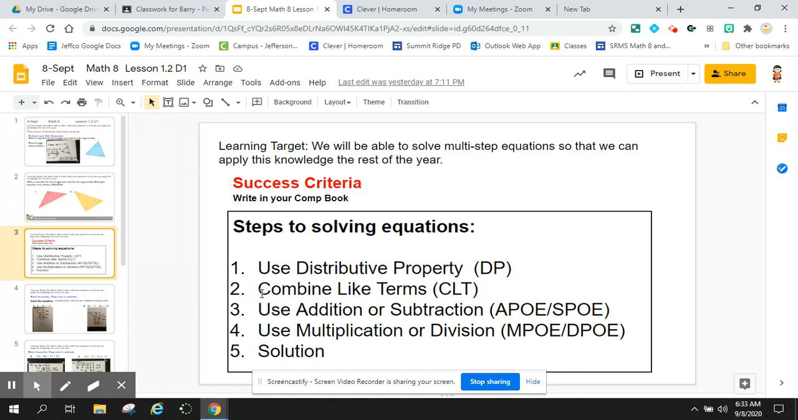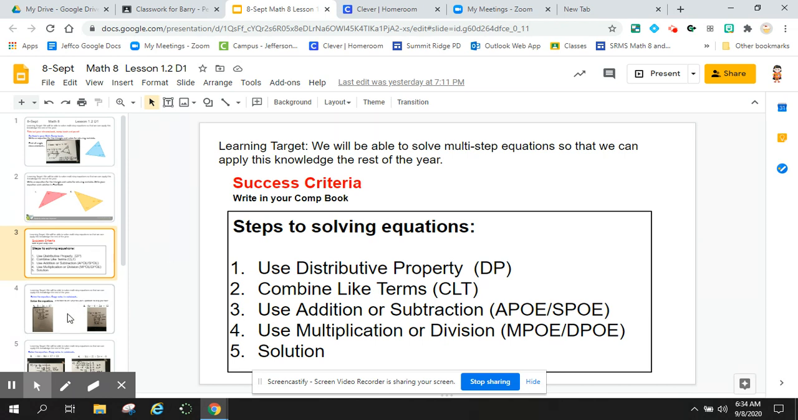You will combine like terms, and I'm abbreviating them: DP, distributive property, CLT, combine like terms. Number 3 is going to be choose either addition or subtraction, and it will get you down to using multiplication or division. Once you do multiplication or division, you should come to the solution.